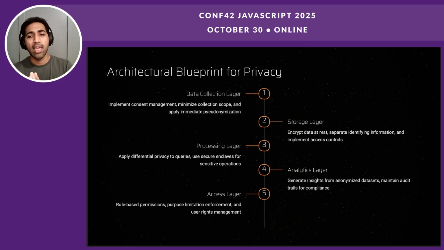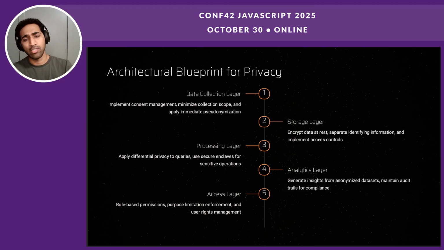The second layer is storage, and here we encrypt all the data that is sitting at rest, and we are separating identifying information into different databases. You have one that is truly sensitive PII data that sits separately from the non-sensitive data, like transaction records or whatever that is, and you ensure that there are strict access controls that are delineating data across both systems.